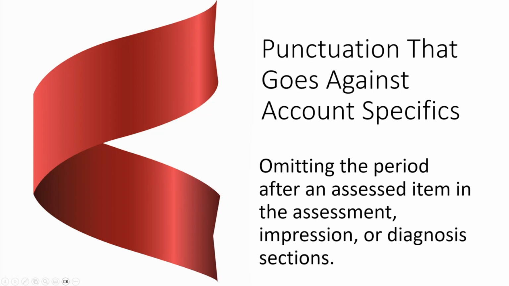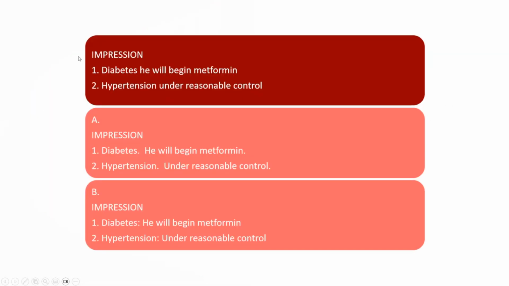So let's take a look at an example here. Here we have impression as a heading, and it's a numbered list. Diabetes, he will begin metformin, hypertension under reasonable control. So that's what's dictated. Out of these two options, which do you think is the correct way to punctuate that impression?